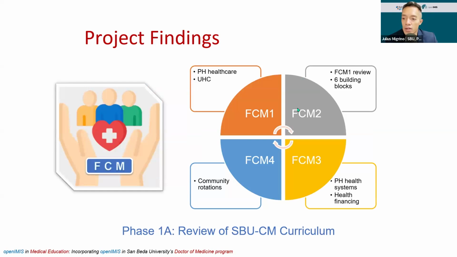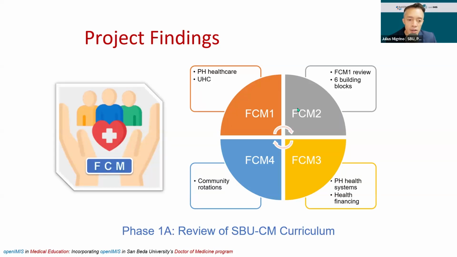Now, to give you an idea regarding the possible integration point courses, the Family and Community Medicine program includes four courses: FCM 1, FCM 2, 3, and 4. And these are delivered across each year level. Now, the Philippine Healthcare Delivery System and the Universal Healthcare Law are also introduced in FCM. This is reintroduced and reinforced from FCM1 to FCM2, even up till FCM3 and FCM4, where the six building blocks framework and the current Philippine healthcare situation are discussed.